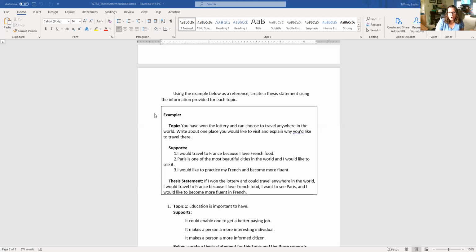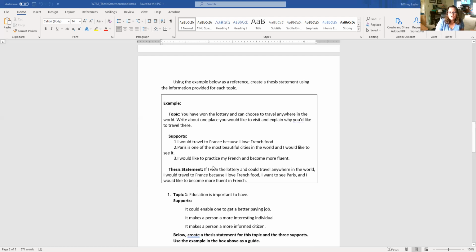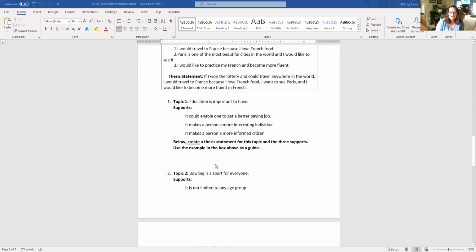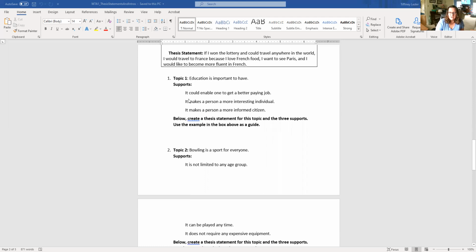So we didn't take all of it and try to create this monstrously long sentence that would probably end up being grammatically incorrect in some way. We simply took the main ideas from each one. Okay? You're going to do the same thing in both examples here. So for number one, your topic is education is important to have.